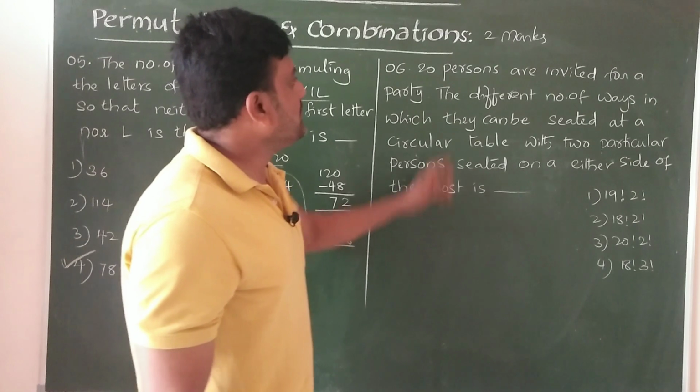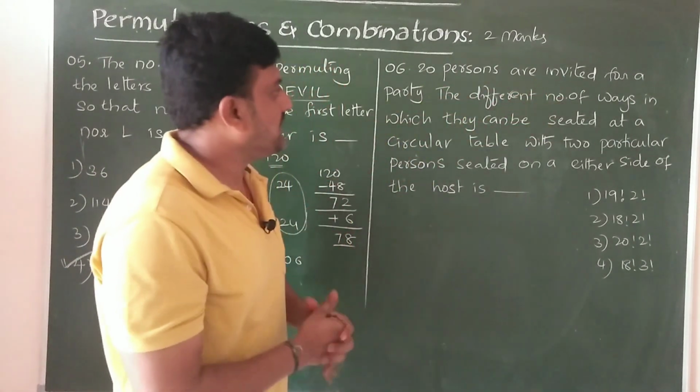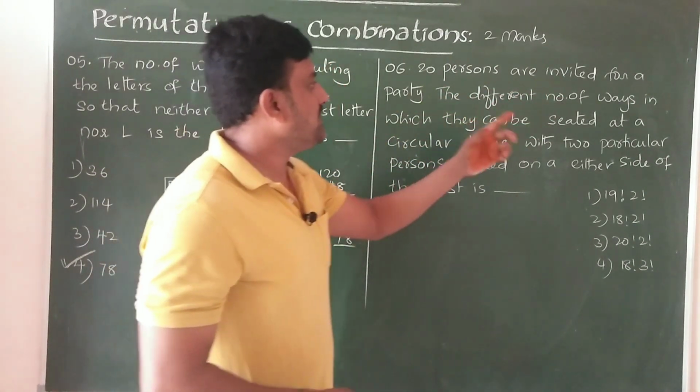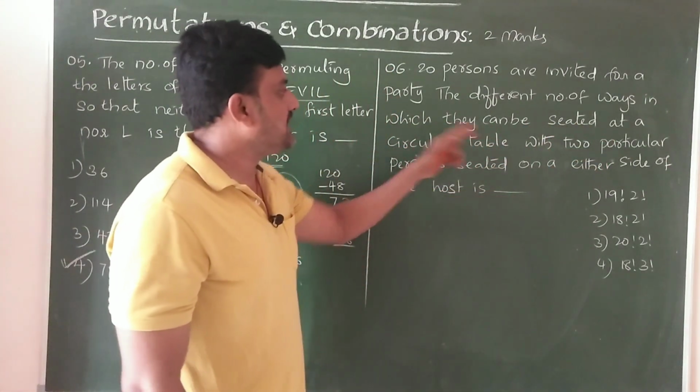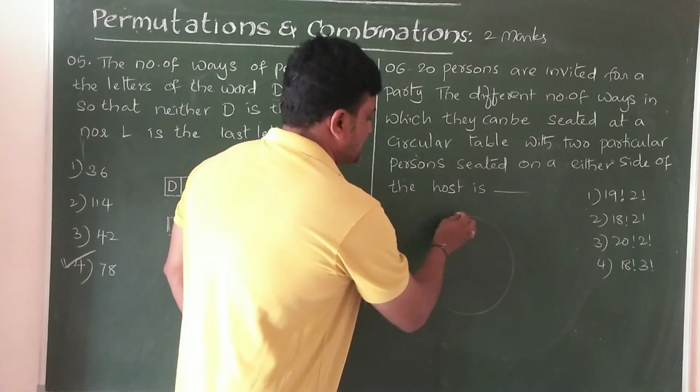Next. 20 persons are invited for a party. The different number of ways in which they can sit at a circular table. Like this, a circular table.